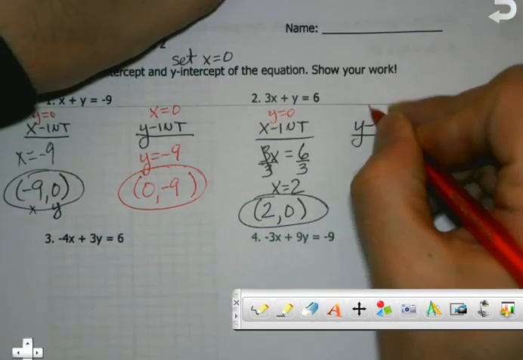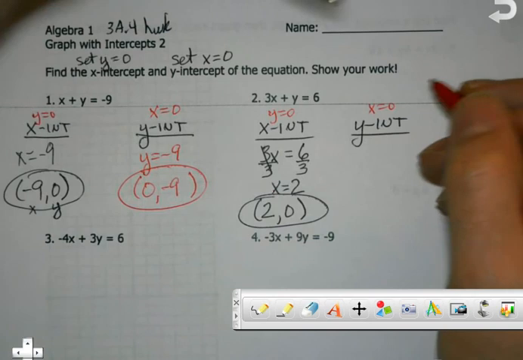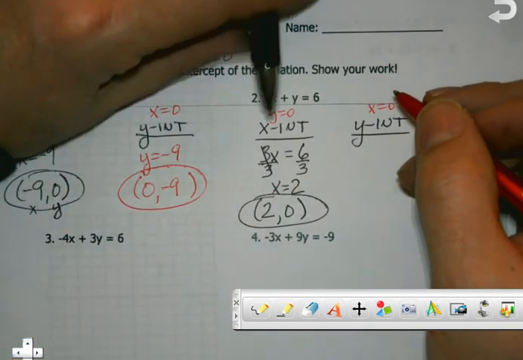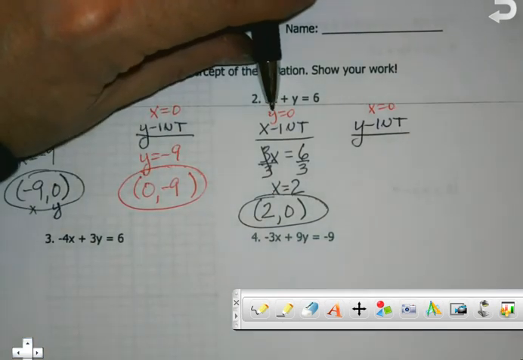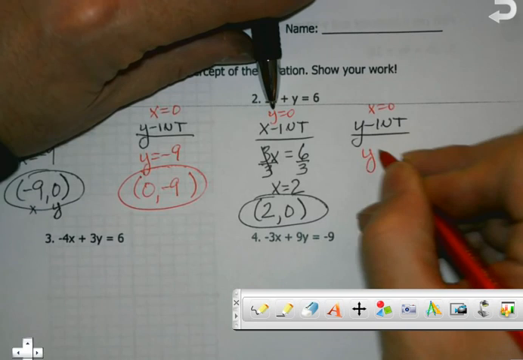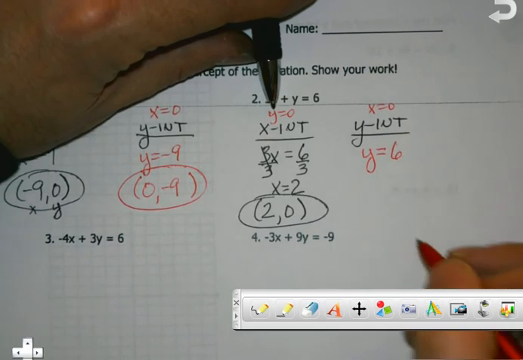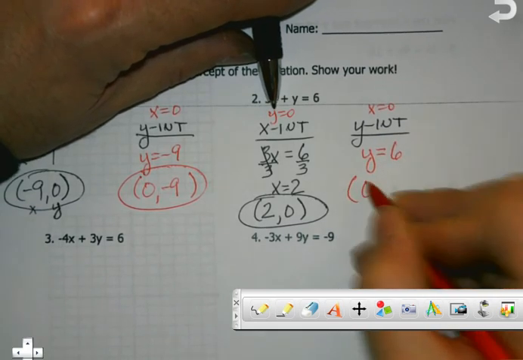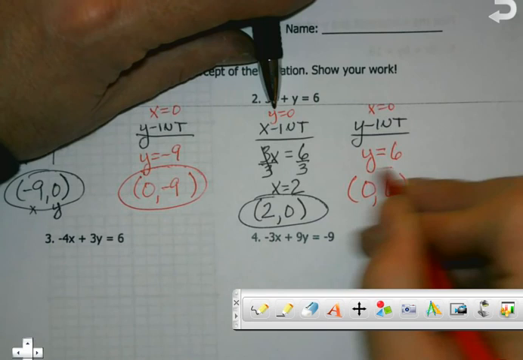So the y-intercept, I plug in 0 for x, which even wipes out the 3, because if you multiply something by 0, it's gone. I'm like, okay, so y equals 6. Oh, good, that one's done already. X, y.